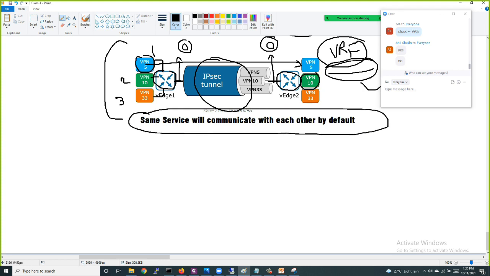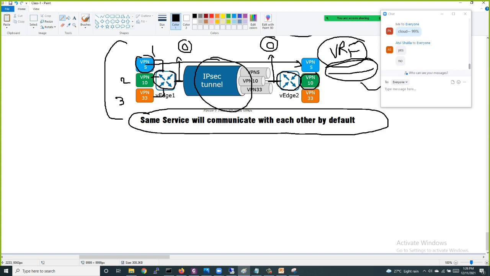So now you have an idea. What is that idea? That if I have multiple VHs, connected by some WAN, they can communicate with each other. First thing, the WAN side will always be part of VPN 0. The LAN side should be part of any service VPN, VPN 1 to 511 and 513 to 65535. If you want that communication by default, they should be members of the same service VPN, right? If they are members of different service VPNs, they will not communicate.